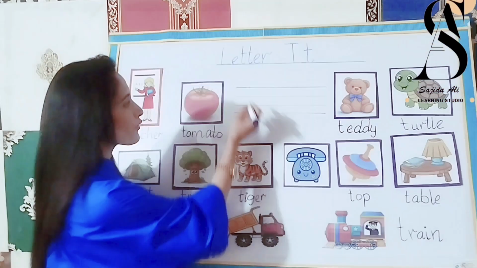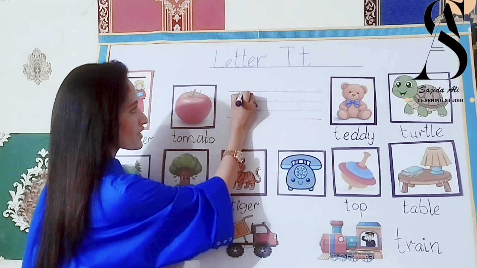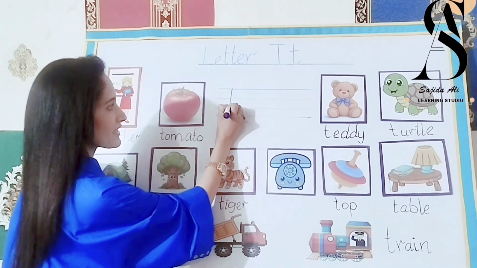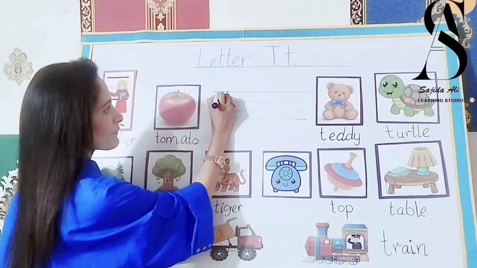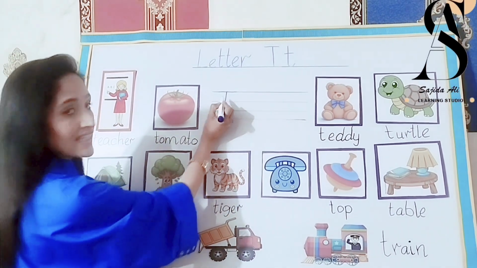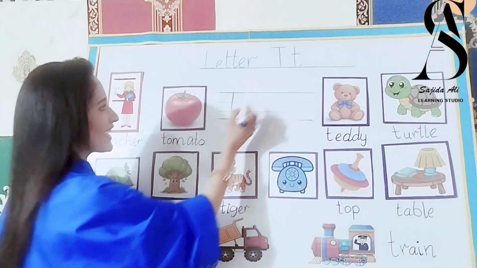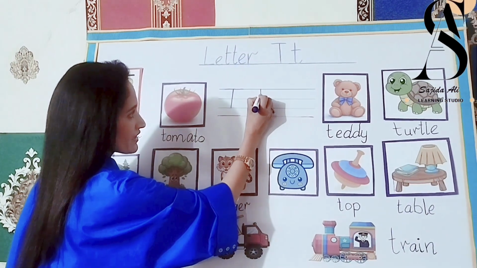Here we have 4 lines. The first line is the skyline. I'm going to start with the skyline and make a standing line. Pick up your pencil and then make a sleeping line on the top. This is T. Which letter? T.